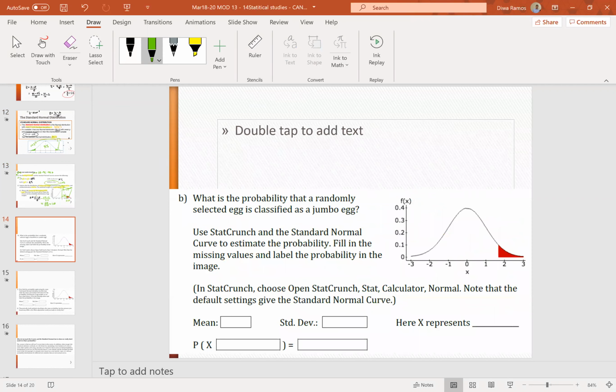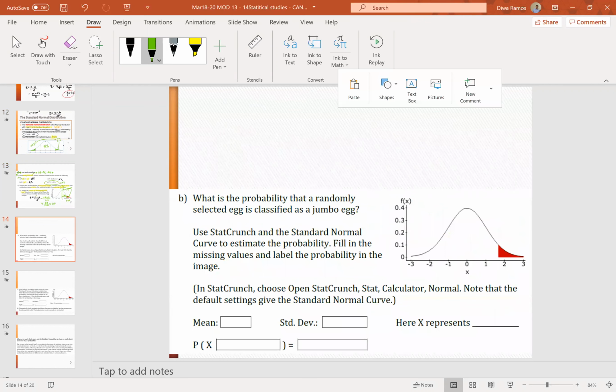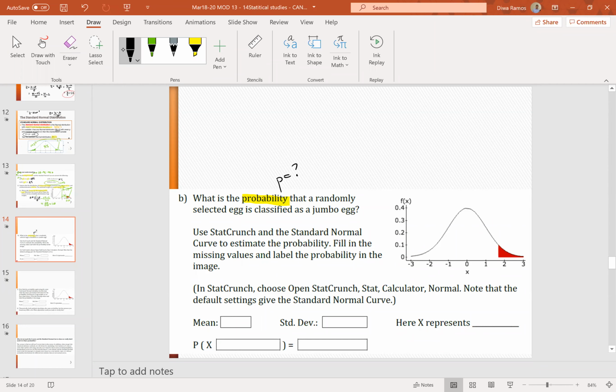Let's take a look at the chicken egg problem. What is the probability that a randomly selected egg is classified as jumbo? This is no longer a z-score question because it's a probability question. It's looking for a p-value, an actual probability. So we're looking at the amount of shaded space here.